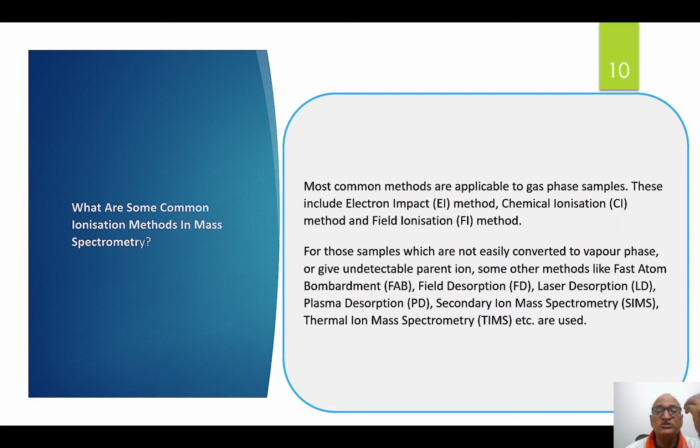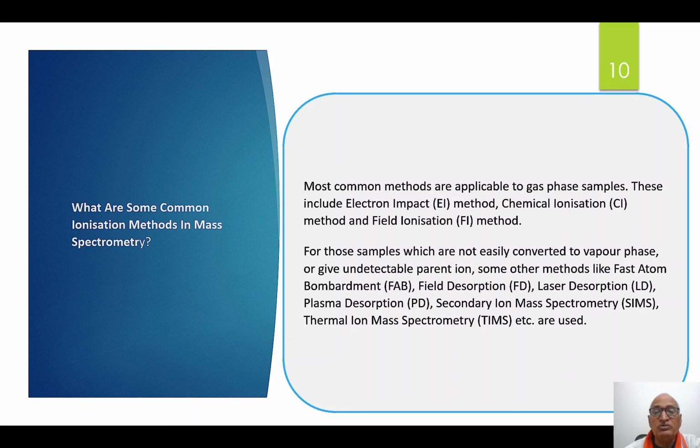What happens in this method? If the molecular cation radical cannot be detected by the EI method, then the chemical ionization method can be helpful. In this method, what happens? The sample is mixed with methane gas. In the next slide, we will discuss that.